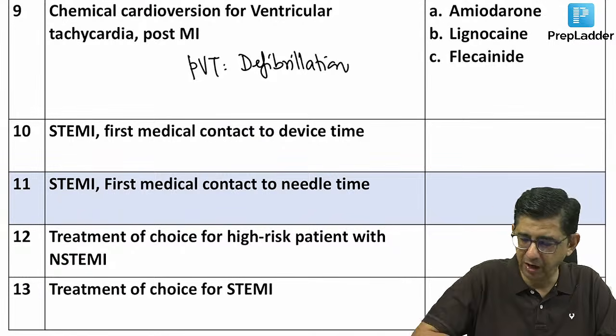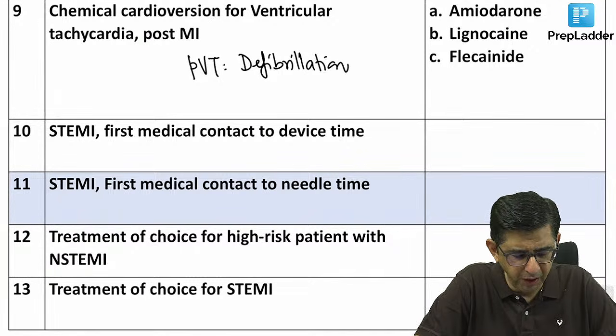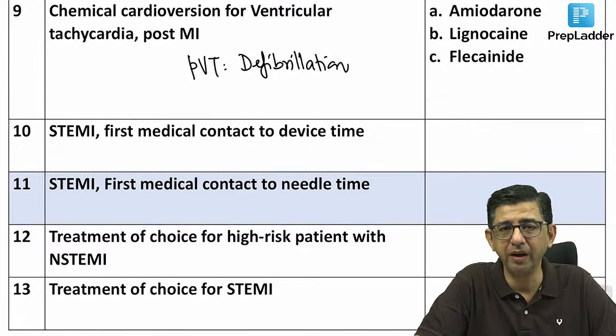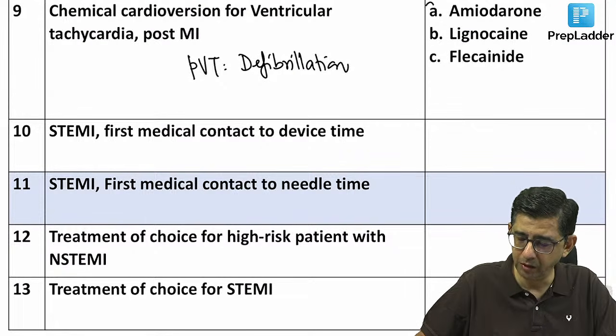So yes, guys, I'm having answers varying between A versus B. So good, nobody's picking flecainide. But for post-MI VT also, the drug of choice is to be remembered as amiodarone.